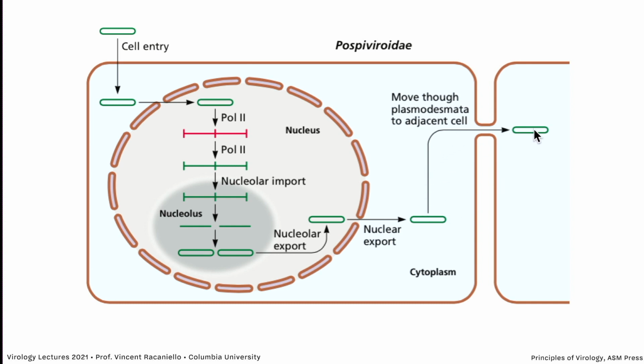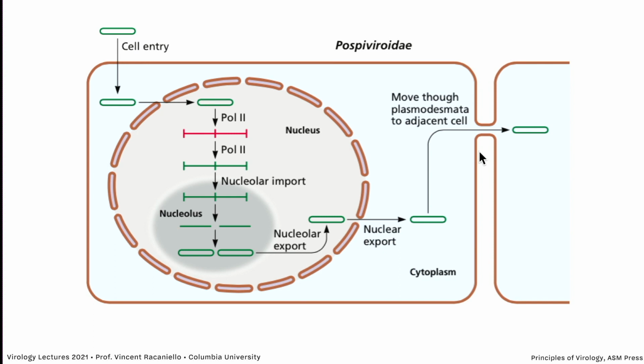They come out of the nucleolus, they come out of the nucleus into the cytoplasm, and then they move to the next cell. Plant cells are different from ours. They have these plasmodesmata that connect the cells, and this is how it moves from cell to cell, and eventually we'll get through the whole plant, of course. So that's the PSTViroidae, the ones that reproduce in the nucleus.